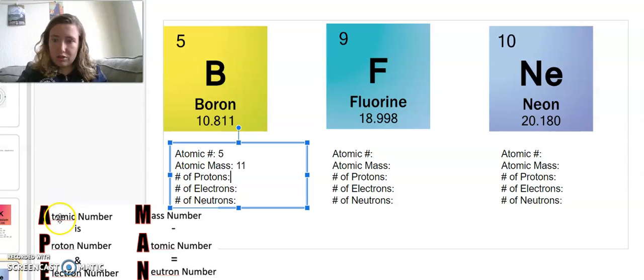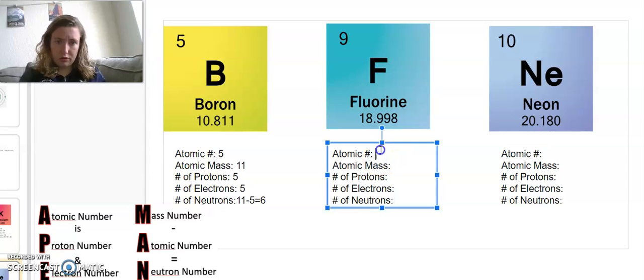So to find protons, I do APE. Atomic number is proton number and electron number. So atomic number is 5. Neutrons, I need to do MAN, M-A-N. Mass number minus atomic number is neutron number. So 11 minus 5 equals 6.